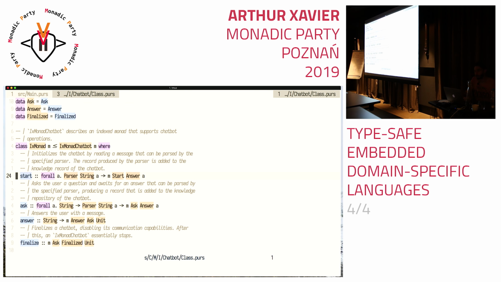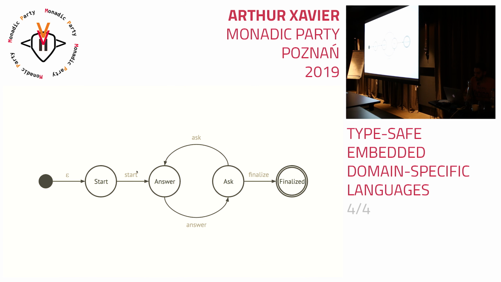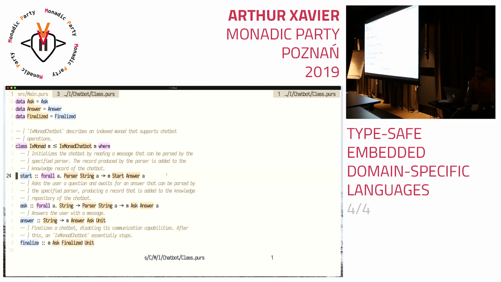We have this start action. From this diagram here, the start action jumps from the start state to the answer state. Given any parser that takes a string and produces any A, we're able to produce an indexed monad chatbot that starts in the start state and ends in the answer state while producing this A value.